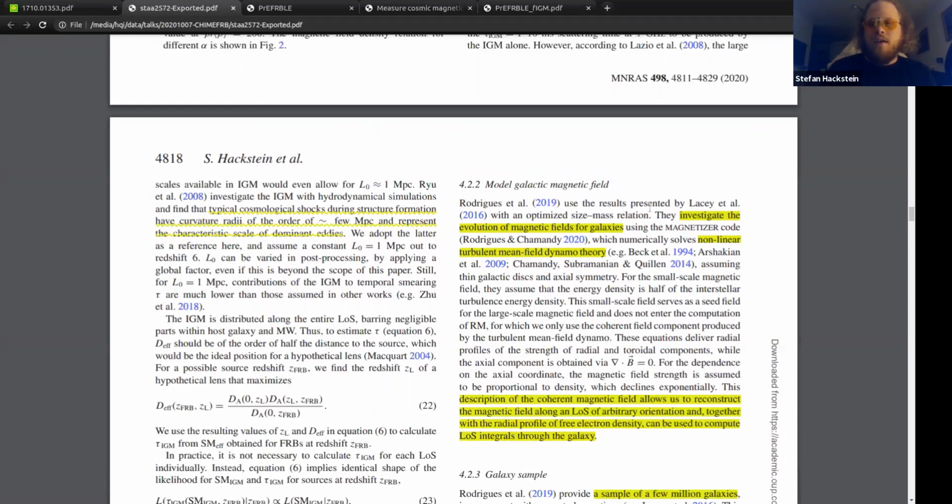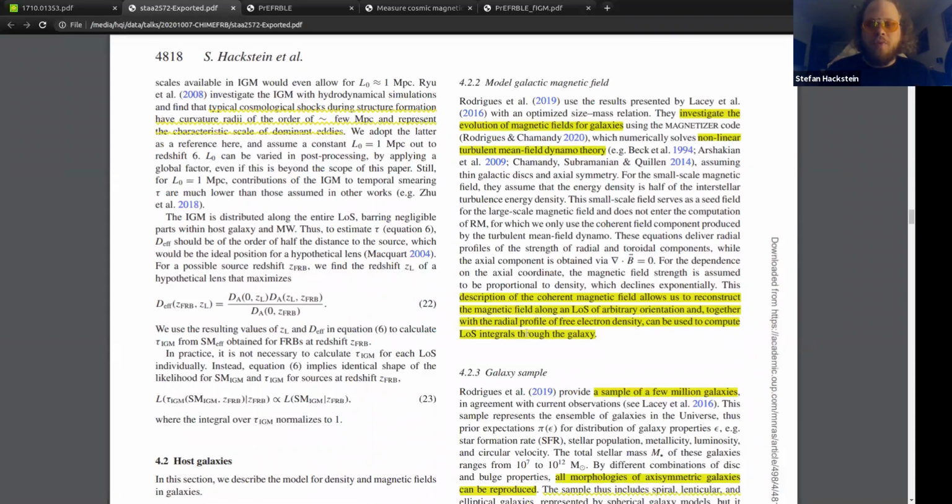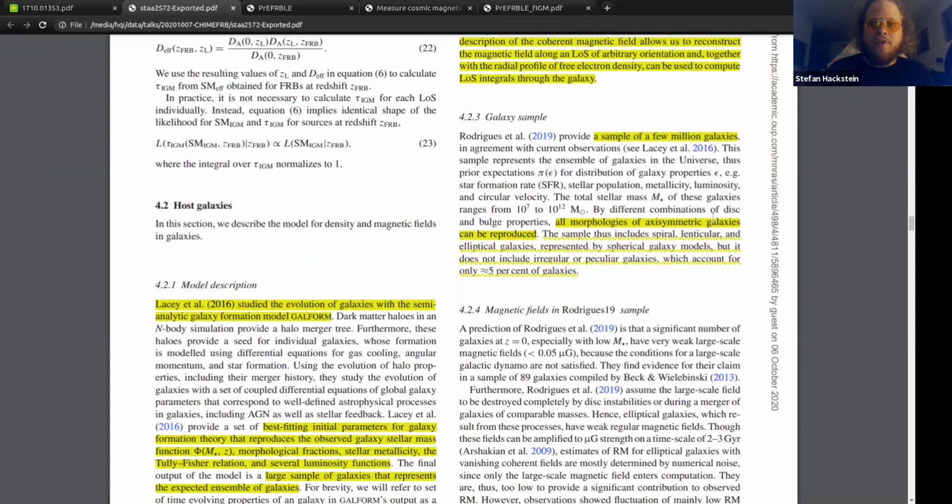and nonlinear turbulent mean field dynamo theory in order to tell us what is the coherent magnetic field we expect for this galaxy. And with this description of the magnetic fields, together with the radial profile of the electron density, we can again reproduce line of sight integrals and get an expectation on the host galaxy contribution. We take a sample of a few million galaxies that are axisymmetric, and by different morphologies and different sizes, we can reproduce more than 90% of galaxies in our universe. So this is a very representative ensemble of galaxies here.